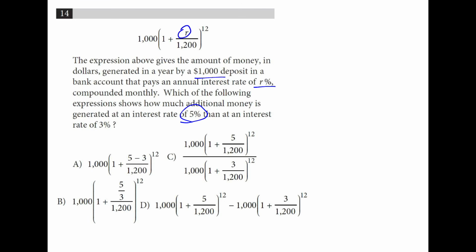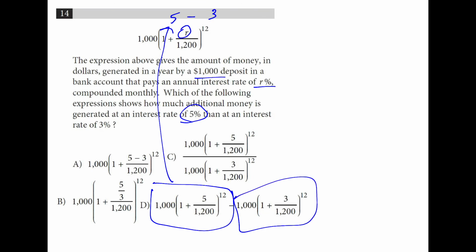So wherever R is, we're going to plug in a 5, and then we're going to plug in a 3, and we'll subtract the 2. So this has the 5. This part here has the 3. And we are subtracting the 2. That's why D is the right answer.